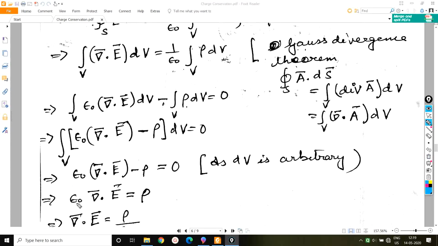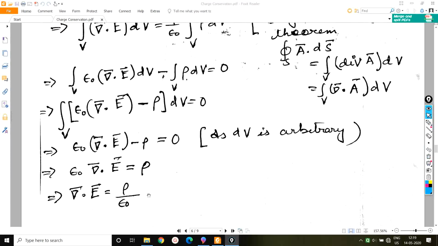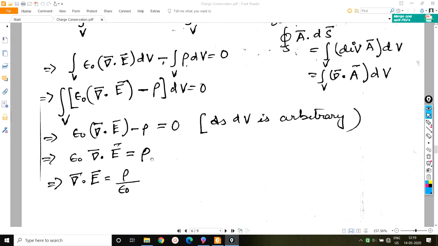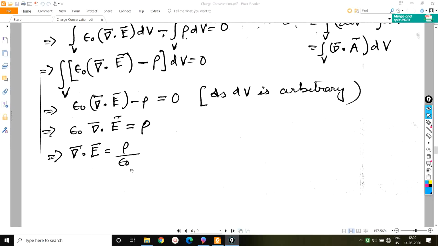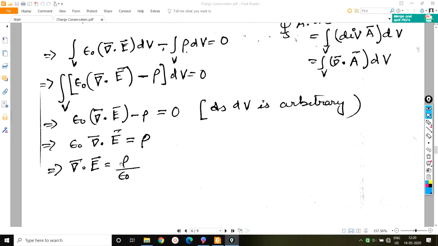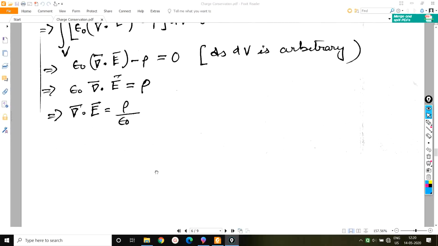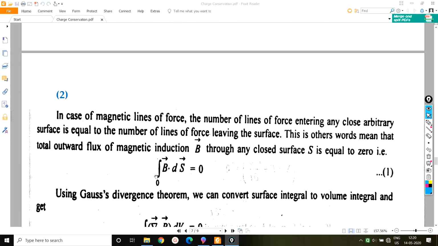From there I can arrange and simply write it in this form: epsilon 0 del dot E equals rho, so del dot E equals rho by epsilon 0. So this is your Gauss's law of electrostatics in differential form. Now let us go to the second one.